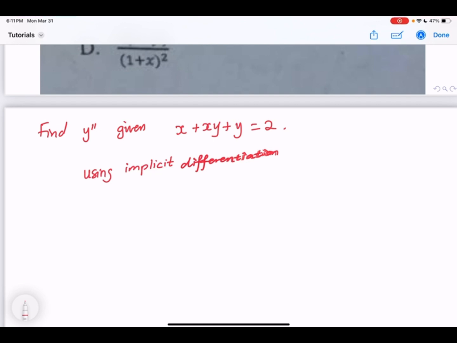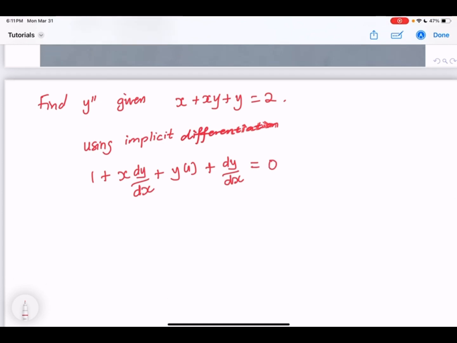So now let's differentiate x with respect to x. That will give us 1. Now the second term, we have the product of two functions, so you're going to apply the product rule. So you keep x, differentiate y with respect to x, that will give you dy dx, plus keep y, differentiate x with respect to x, that will give you 1, plus differentiate y with respect to x, that will give you dy dx. Now differentiate a constant with respect to x will give you 0.